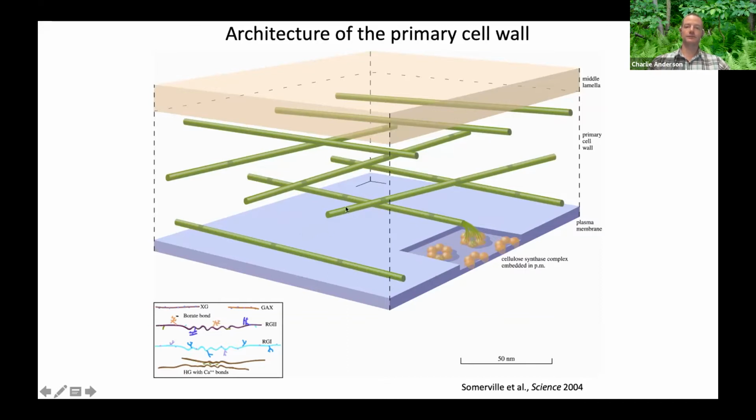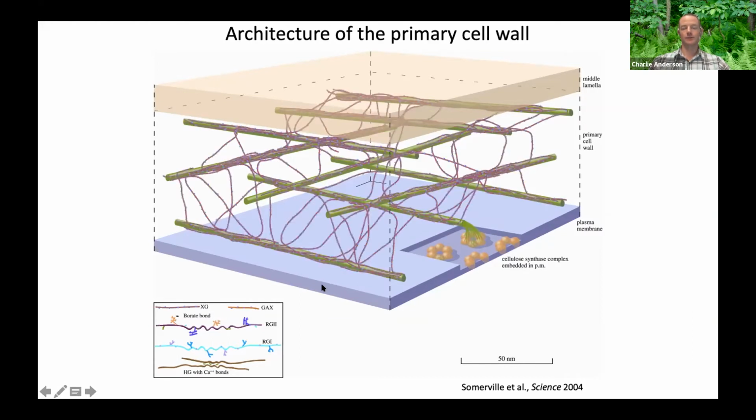The cellulose in the different layers of the cell wall can be arranged in different orientations, which is shown in this 3D diagram. That cellulose is often surrounded by and interlinked by hemicelluloses, such as xyloglucan, which is shown in purple here. There's been some debate in the literature over whether xyloglucan is actually forming these long tethers between cellulose microfibrils.